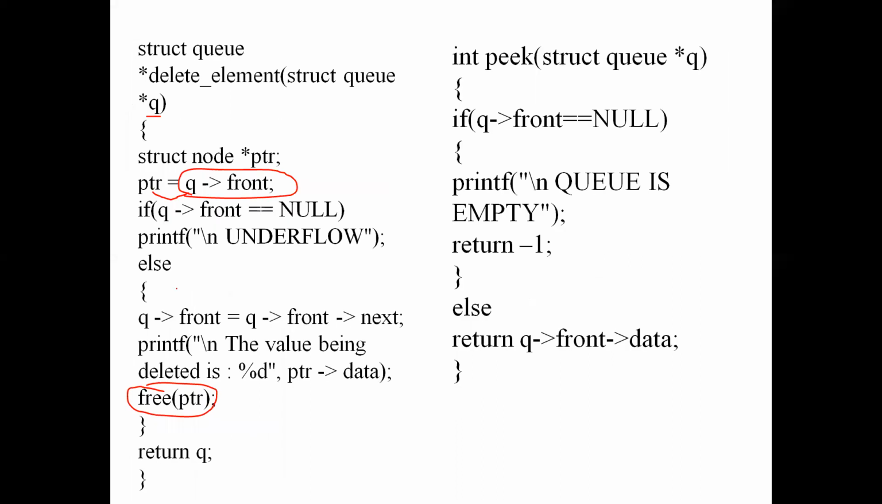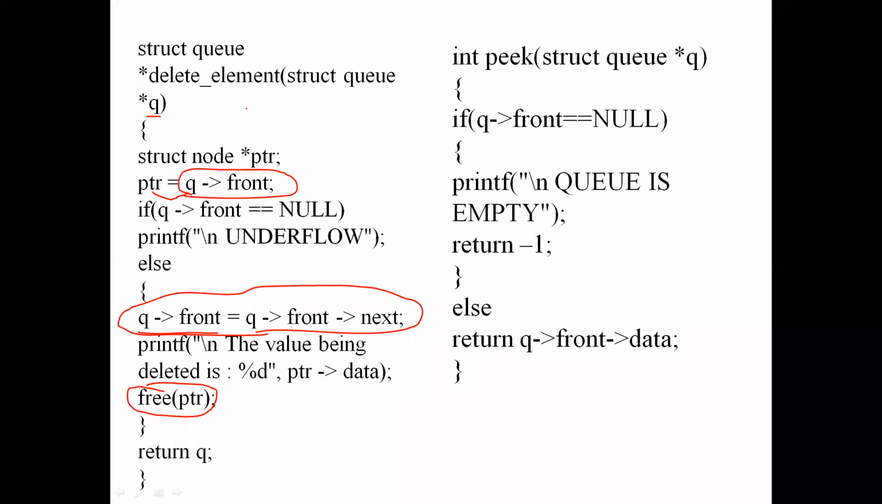In this coding, Q front is assigned with Q front next. Just note down this point. This is very important, how it is assigned. You can also notice here that two arrow operators are used. Just notice here: Q arrow front arrow next.